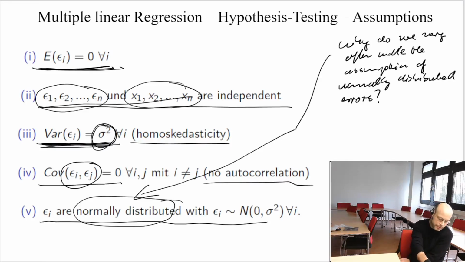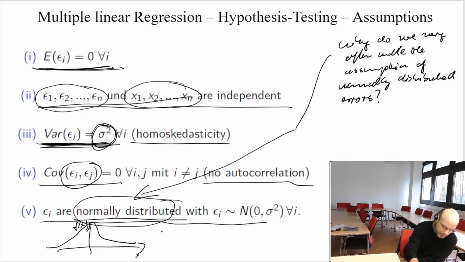Well, why do we call this distribution normal distribution? Remember, this looks like this here. And f of x is then 1 over square root of 2 pi, x minus mu over sigma squared. This was the density function of the normal distribution.